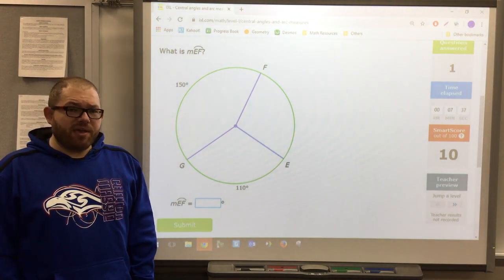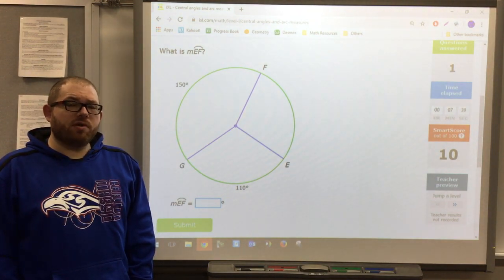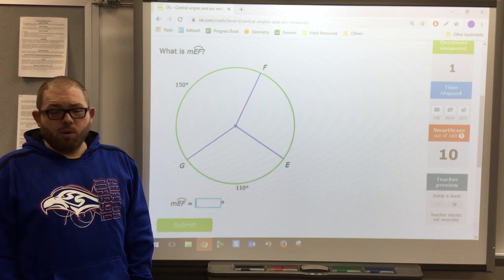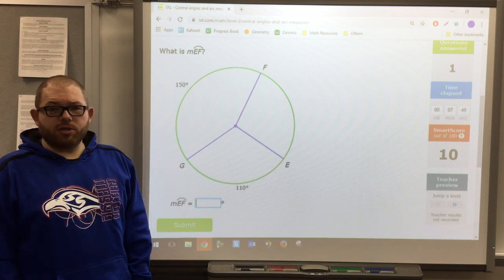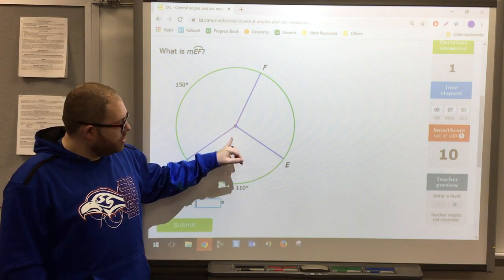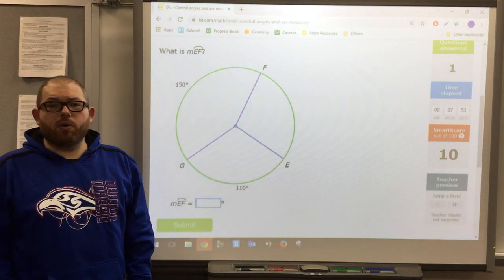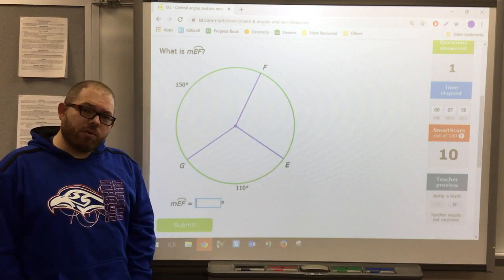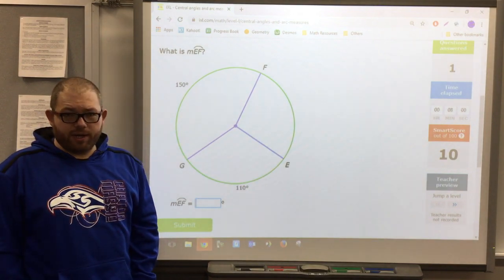The one big thing you have to remember to solve these questions is that the total measurement of all circles is 360 degrees. Whether you're finding the total measurement going around the angle measures, or whether you're finding the total measurement around the arc, that's always going to equal 360 degrees.